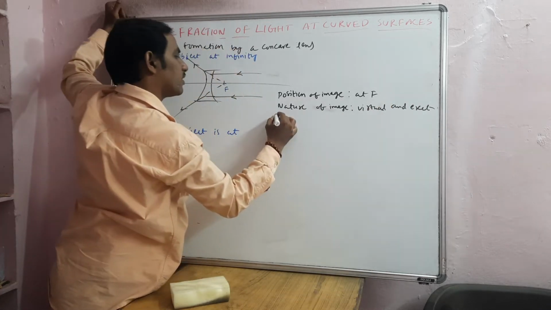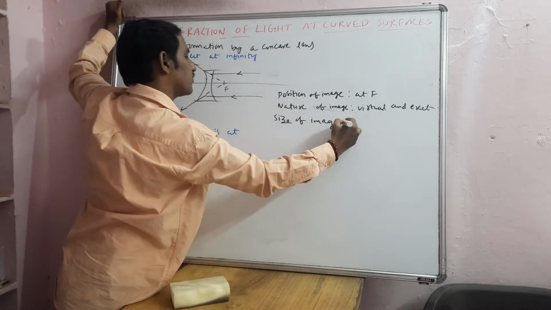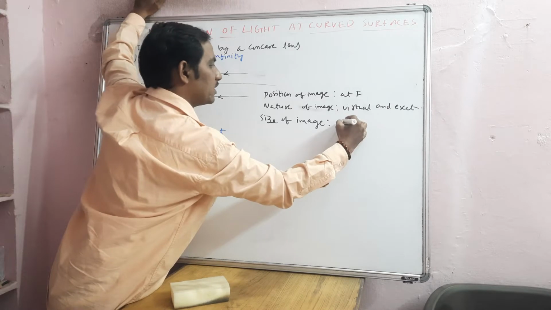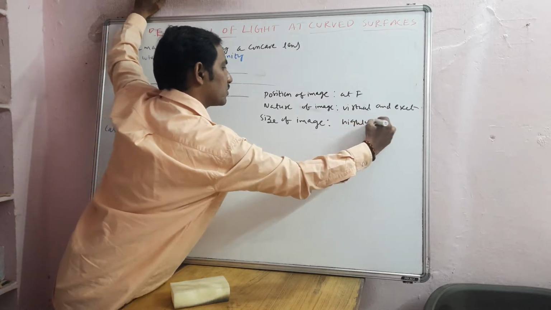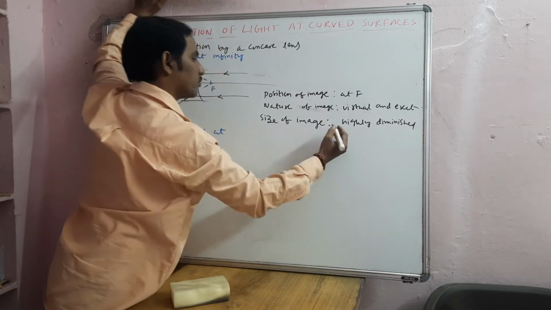And what is the size of image? The image will be very highly diminished or point sized. You can say highly diminished or point sized. You can write point size.